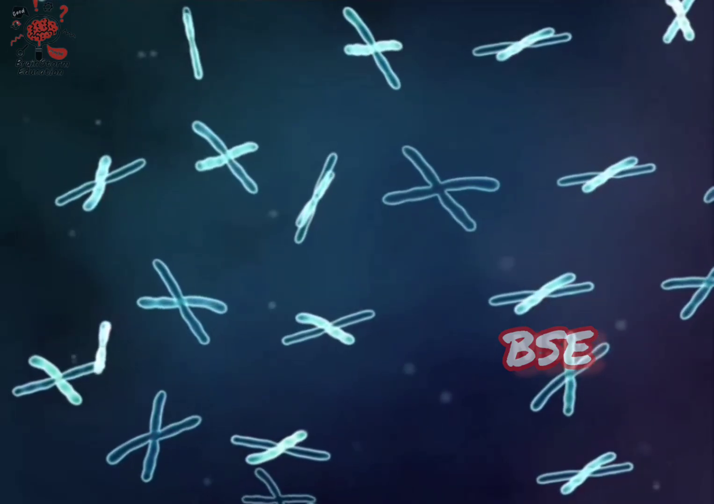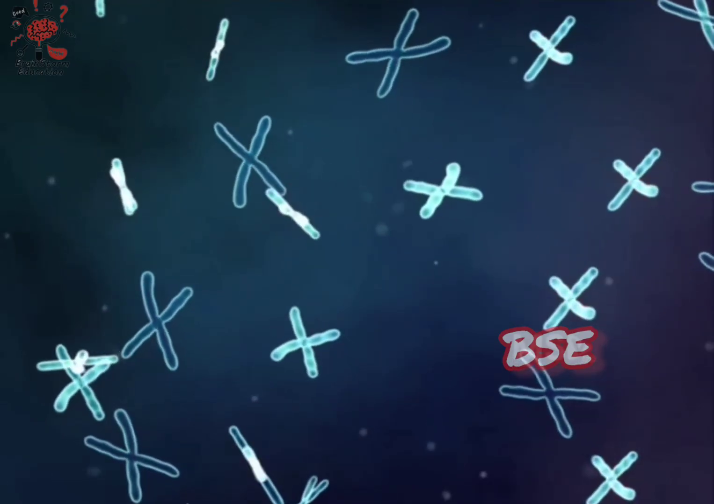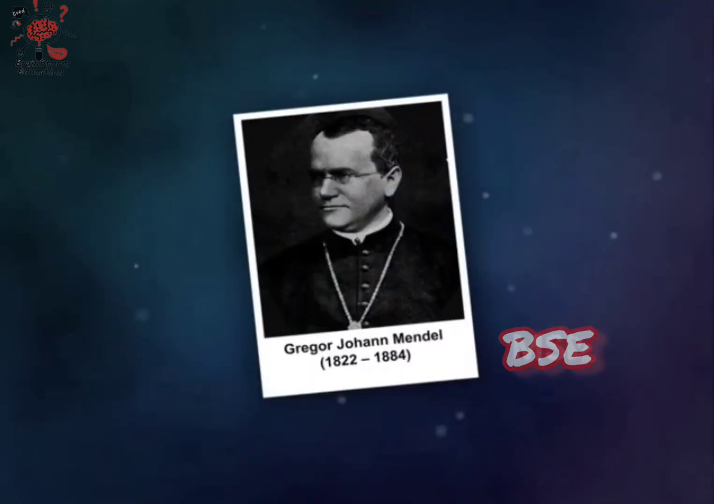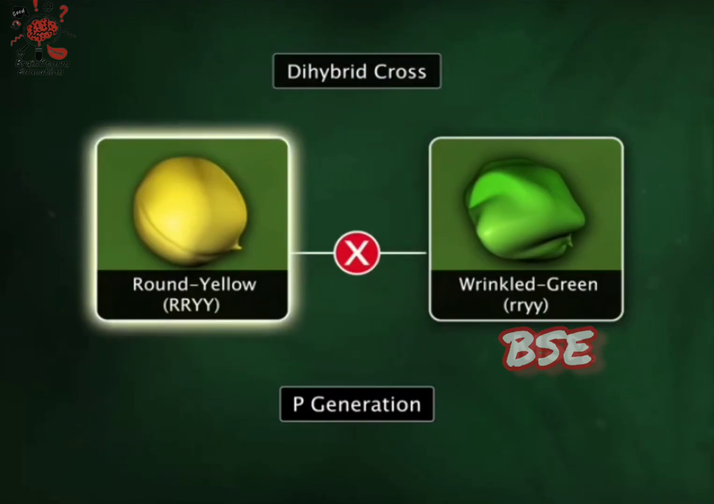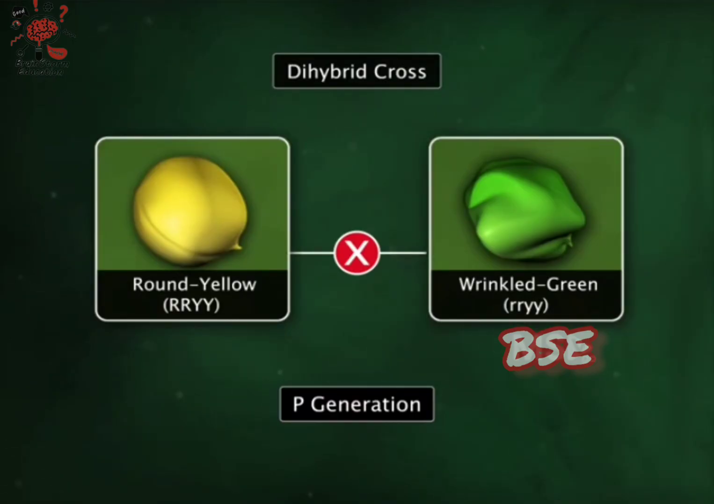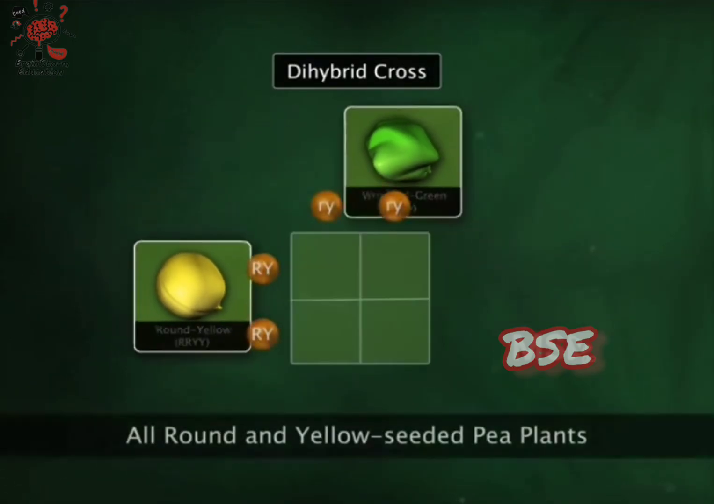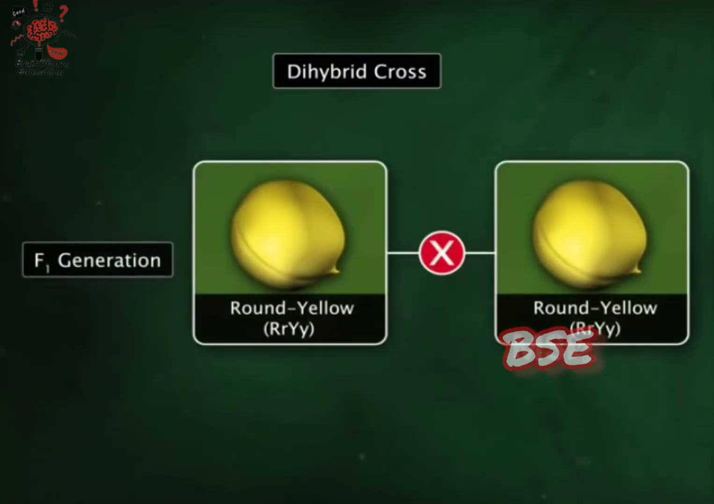To understand the law of independent assortment, let's consider one of the dihybrid crosses conducted by Gregor Johann Mendel. In this cross, Mendel mated a pea plant having round yellow seeds with a wrinkled green-seeded pea plant. All F1 plants had round and yellow seeds. He then allowed F1 round and yellow-seeded plants to self-fertilize and produce F2 progeny.